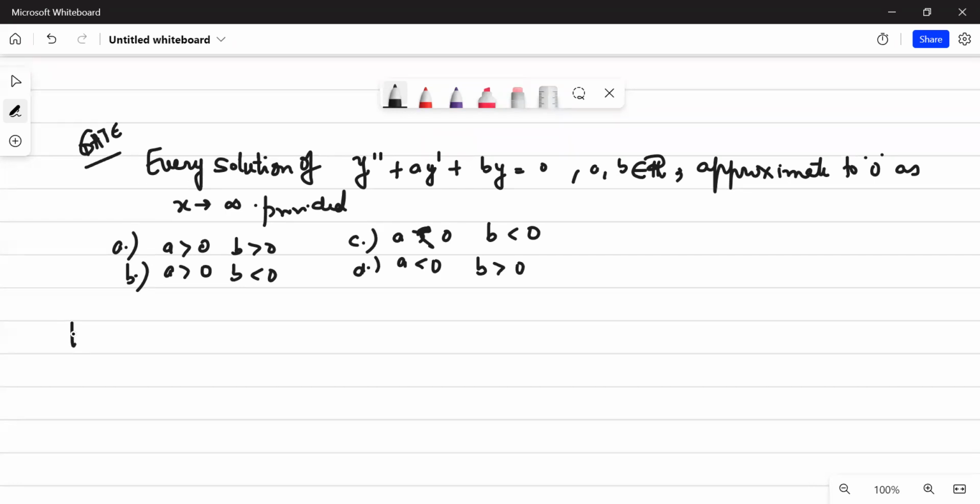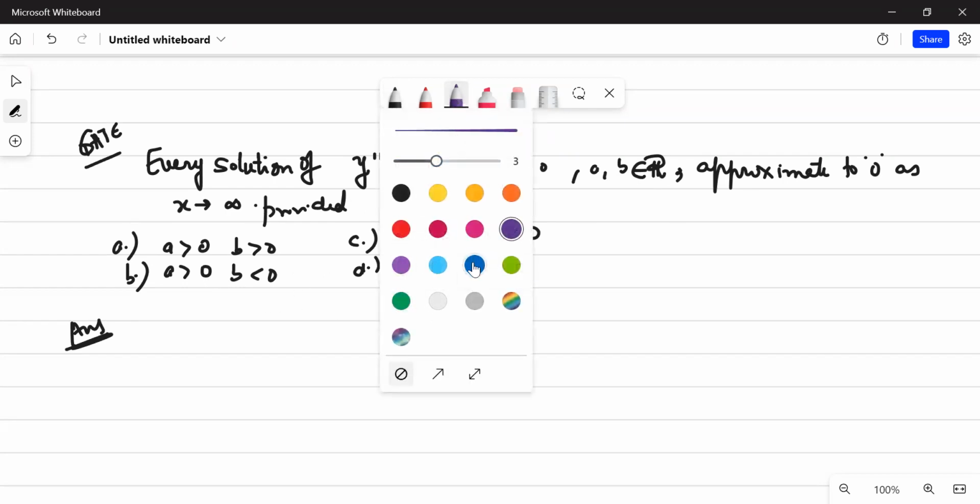So every solution of y double dash plus a y dash plus b y equal to 0, where a and b are real constants, approaches 0 as x tends to infinity. That is, the solution for this particular differential equation, d2y by dx2 plus a dy by dx plus b y equal to 0, approaches 0 as x tends to infinity, provided which of the following is true. So that we have to see. So how to do this question?